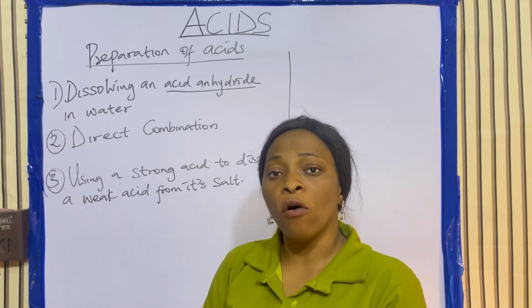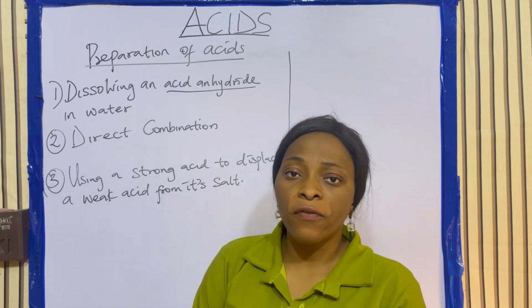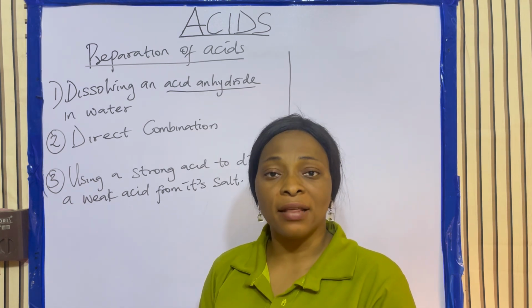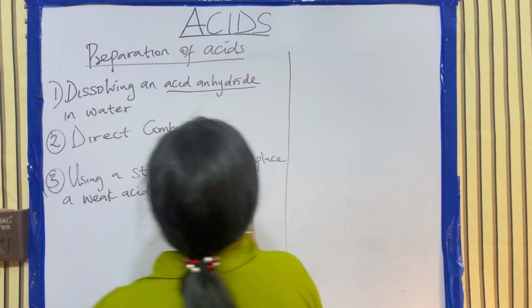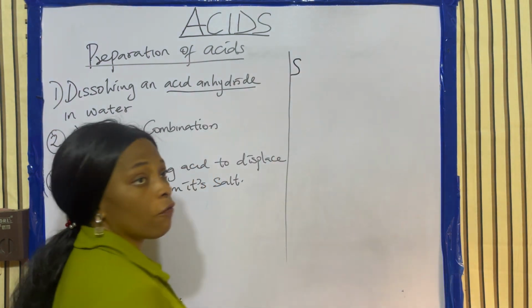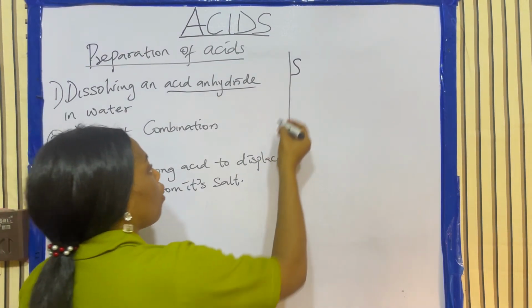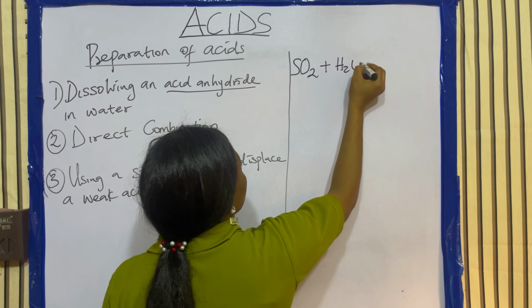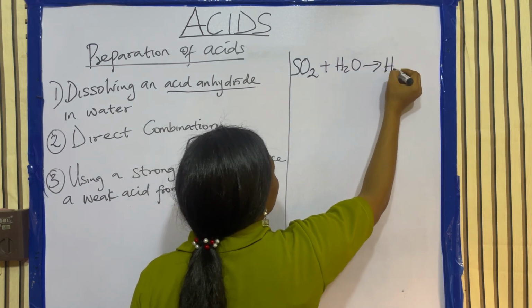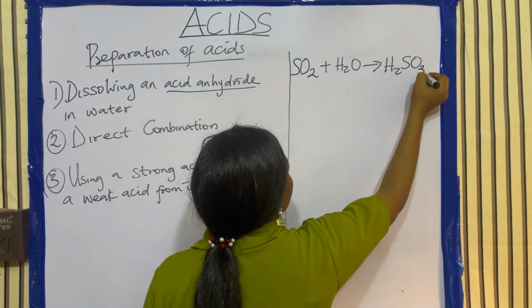Any oxide of a nonmetal that when you dissolve it in water is going to give you an acid, we call it what? Acid anhydride. Example, you have sulfur. You know that sulfur is a nonmetal. So the oxide of sulfur, you have sulfur (IV) oxide. When you dissolve it in water, it's going to give you what? An acid. It's going to give you this acid.